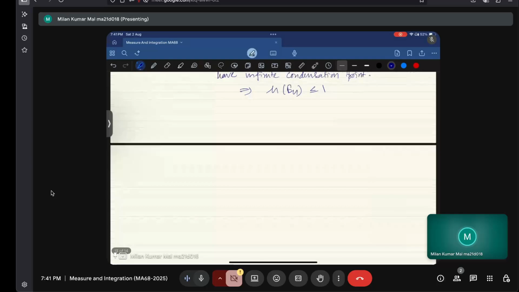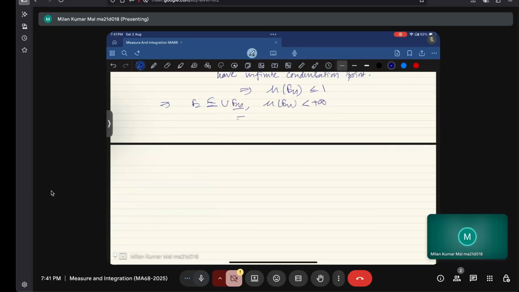So that implies that E is equal to the union of En, E is a subset of En, and mu of En is finite. So this gives mu is a sigma finite measure. Outer measure I am not doing. Outer measure is very easy. Just you have to use the countable subadditivity, but that is also true because you can break that way. Okay.